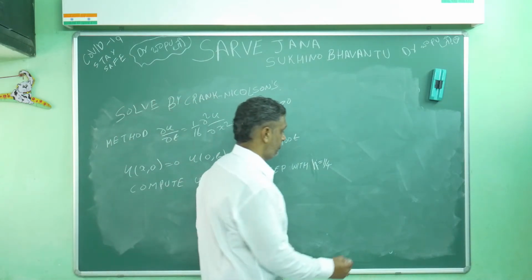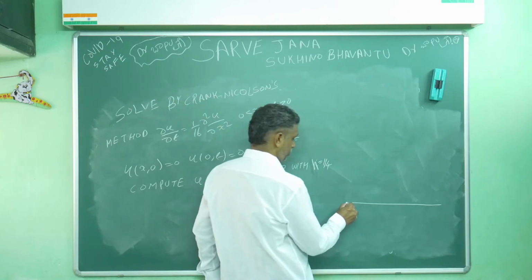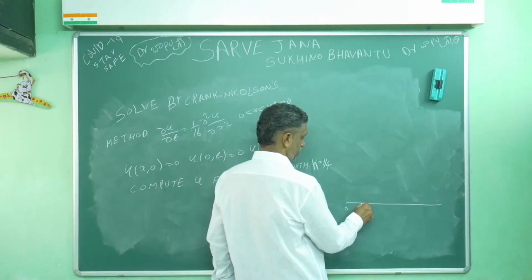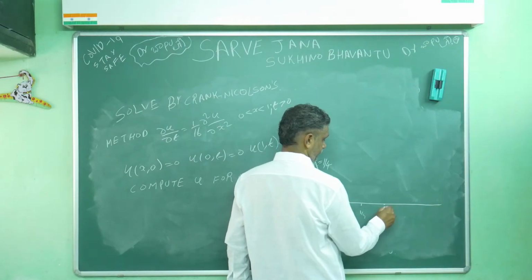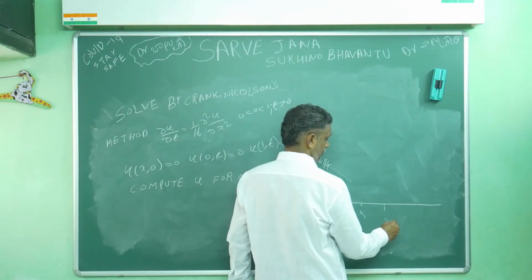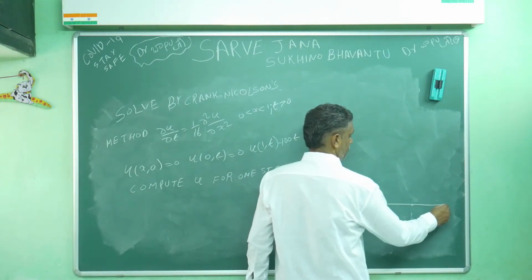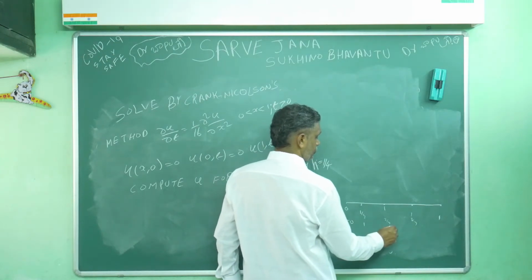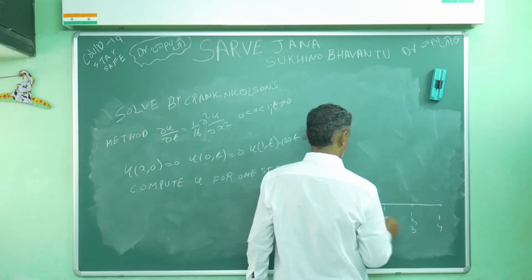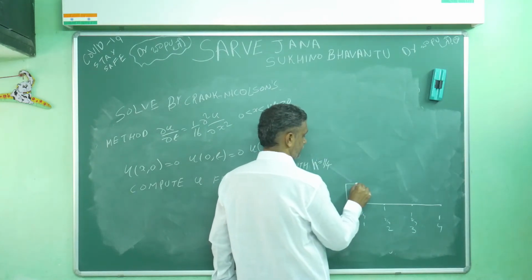Now h = 1/4 means what? X distance is given. My x is running from 0 to 1, so 0, then x = 1/4, 2/4, 3/4, that is 4/4, 1. That is i values 0, 1, 2, 3, 4. But time step, only one step this is asking.